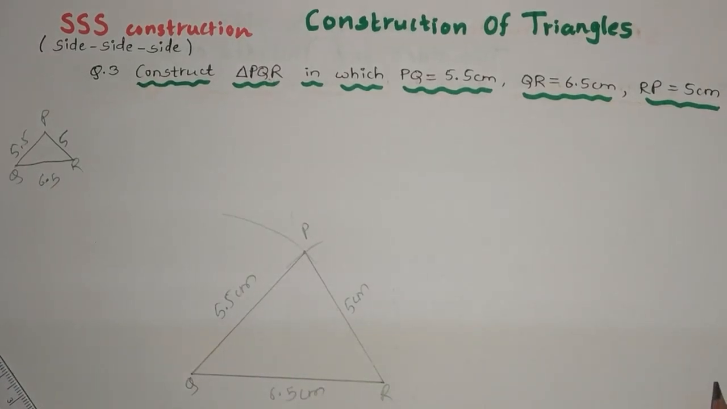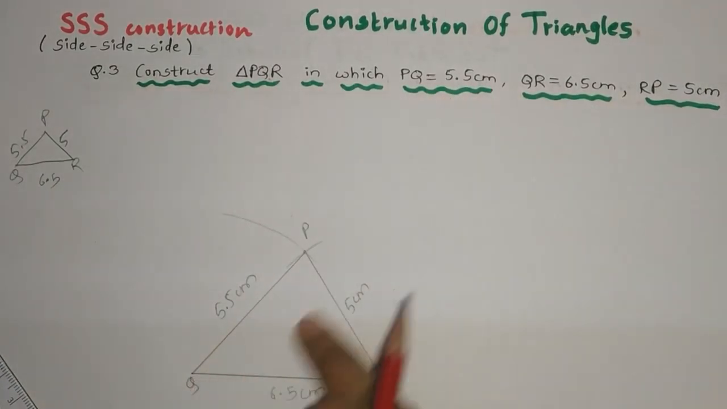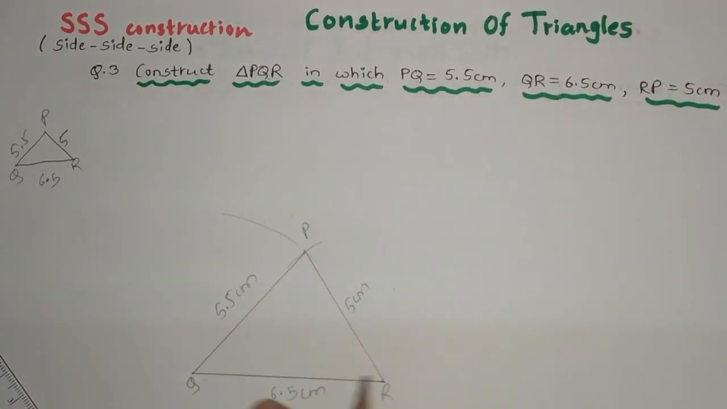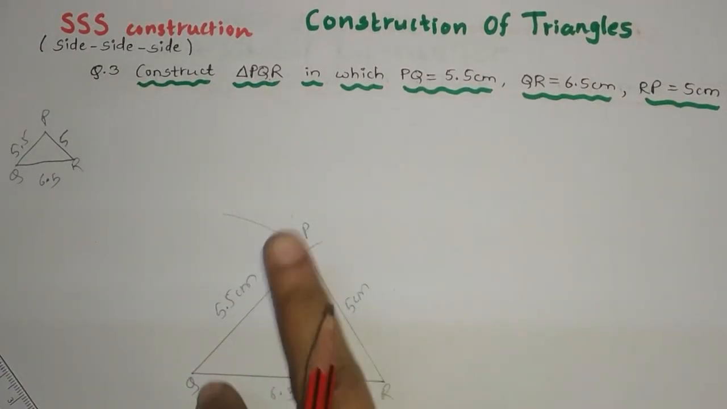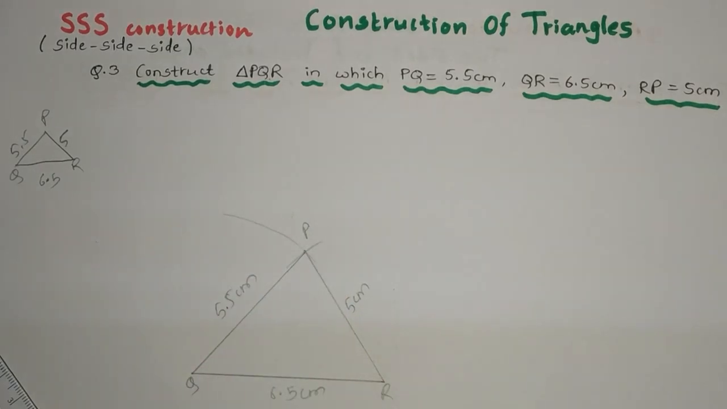In the SSS construction, you just need to draw first of all the given side, and then afterwards make an arc, and another arc should intersect that. So you will get the third point.